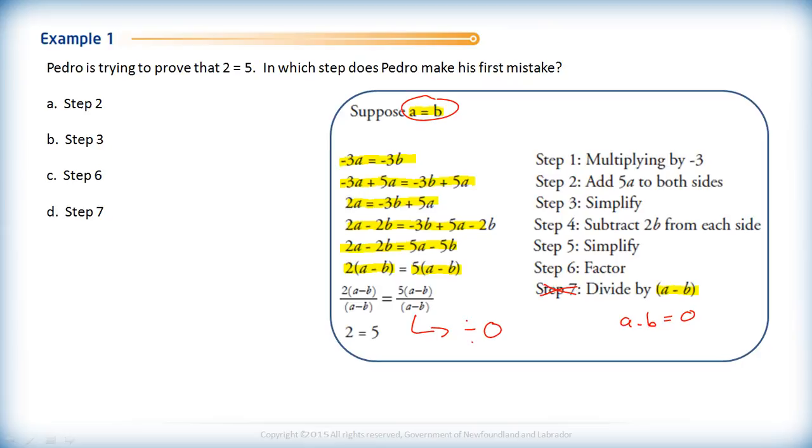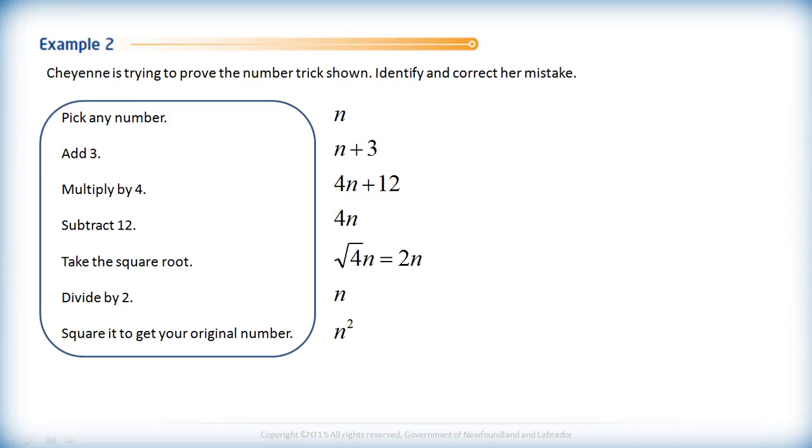Step 7. So his first mistake here is all the way to the end. You almost made it, Pedro. Don't try to pull the wool over our eyes again.